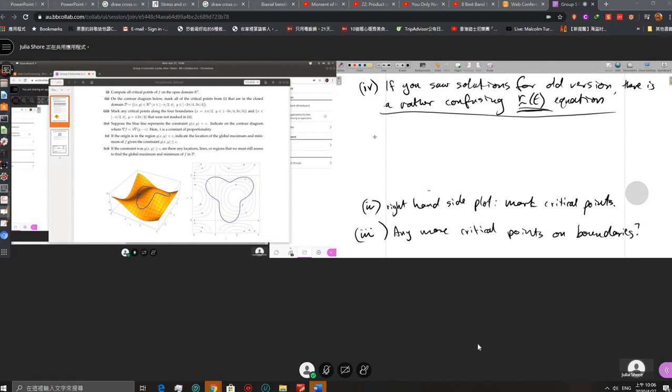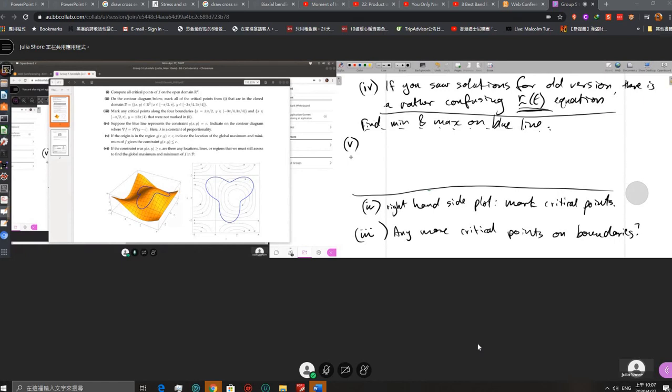So all you need to do for this is find the minimums and the maximums on the blue line. That's it. That's all you need to do. So don't worry about that. The question is far easier than it looks. Okay, part 5.